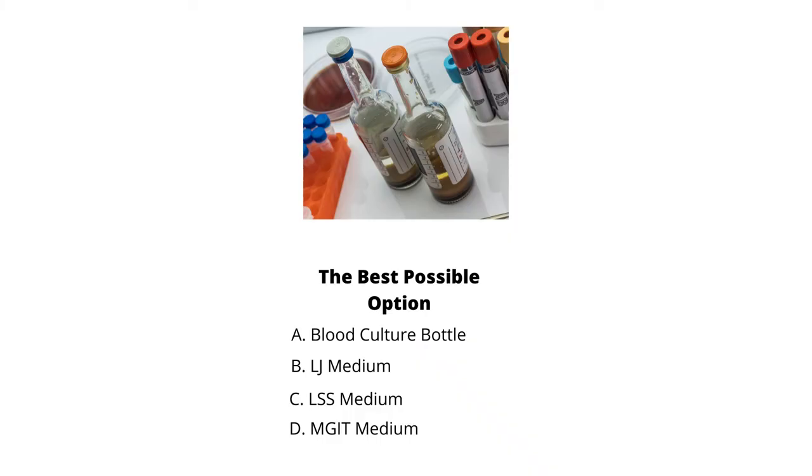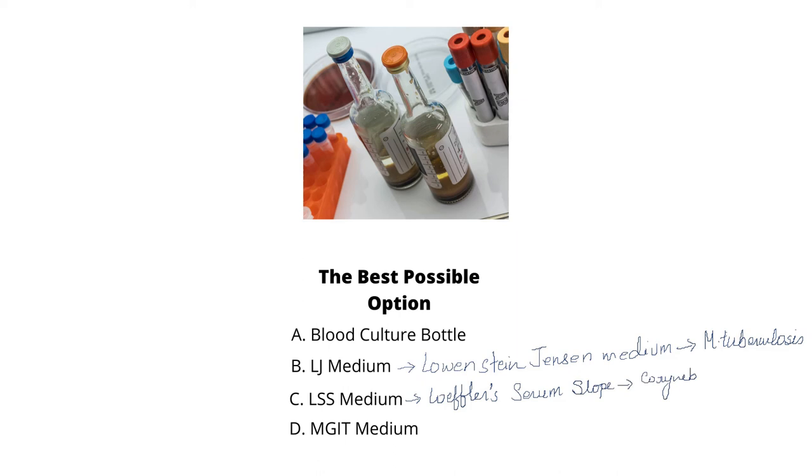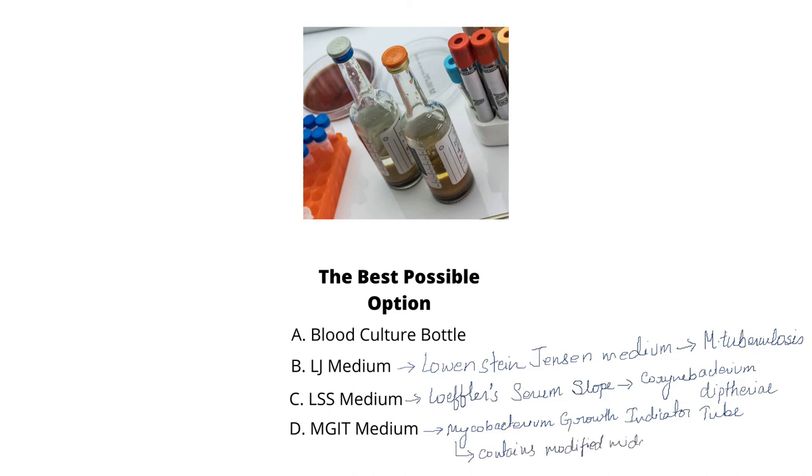If we go to the options, LJ medium stands for Lowenstein-Jensen medium, used to culture Mycobacterium tuberculosis. LSS medium stands for Loeffler serum slope and it is used to culture Corynebacterium diphtheriae. MGIT medium stands for Mycobacterium growth indicator tube. It contains modified Middlebrook 7H9 broth medium for the growth of Mycobacterium tuberculosis.